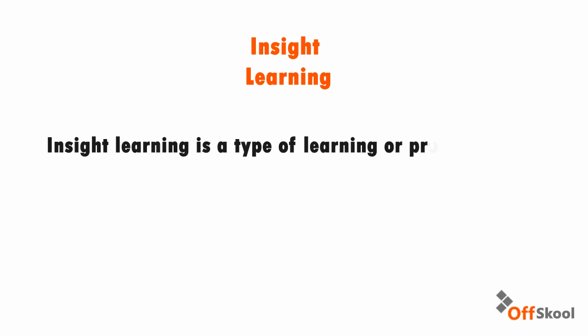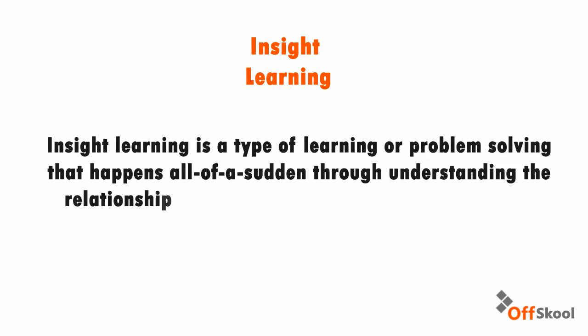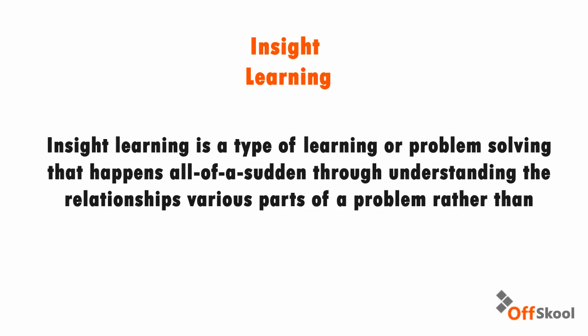Now, the third type of cognitive learning is insight learning. Insight learning is a type of learning or problem solving that happens all of a sudden through understanding the relationships between various parts of a problem, rather than through trial and error. For example, someone pinches you, your reflexes work, and you take your hand back. So, this is the example of insight learning.